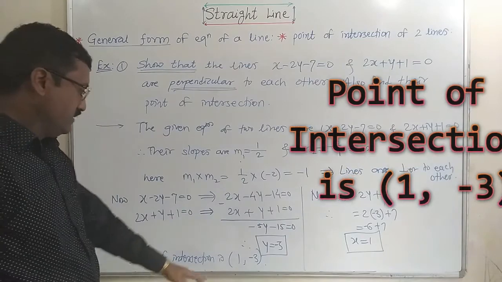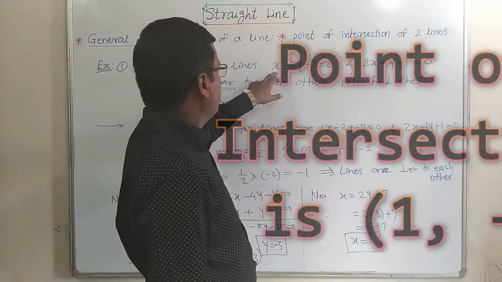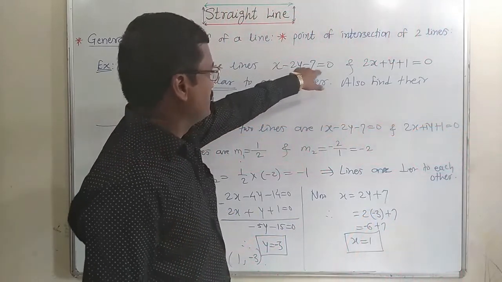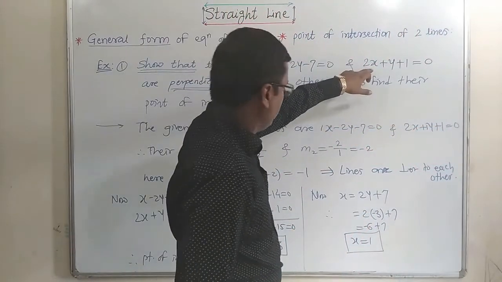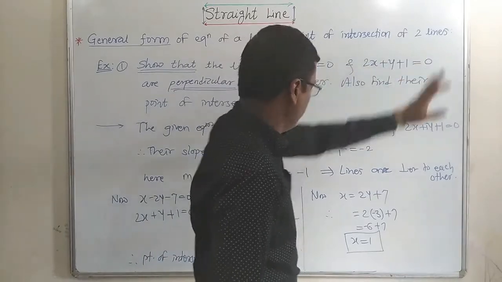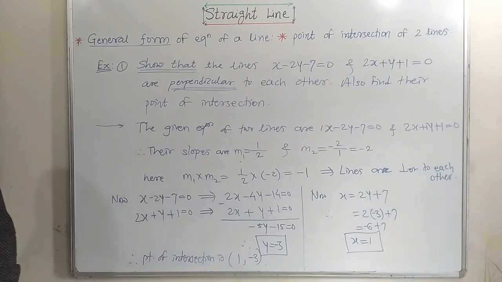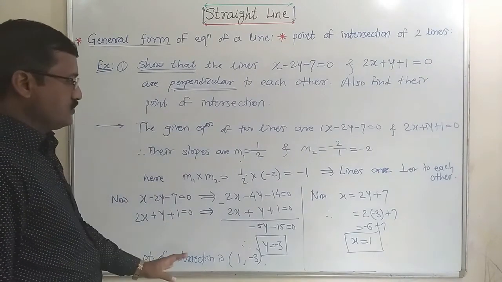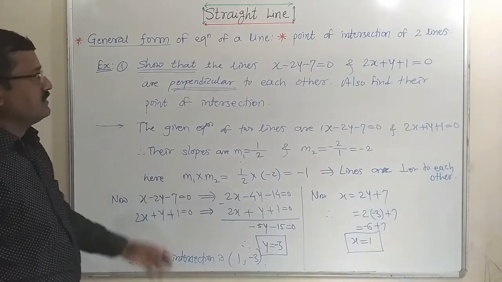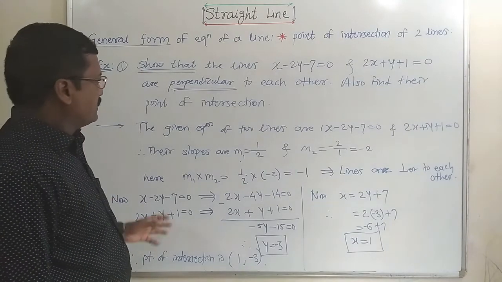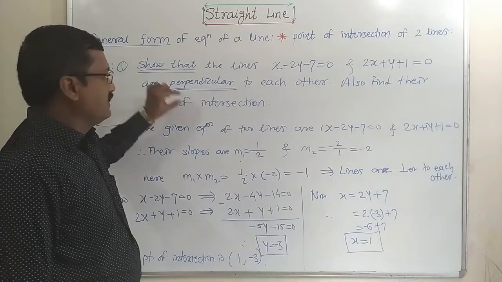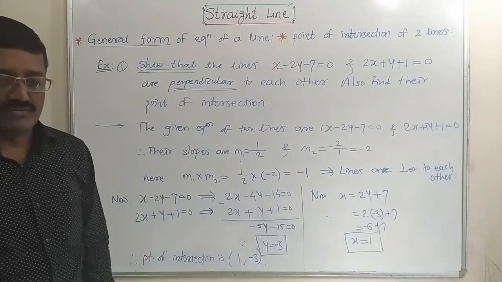1 minus 3. Let us check again. Minus 3 means plus 6 plus 1, 7, 7 minus 7, 0. Now 1 minus 3, so minus 2, plus 2, minus 3, minus 1, plus 1, 0. So 1 minus 3 is the point of intersection of these two lines. Okay, so this is once again a simple example. There are two simple examples in this: first, to show that the lines are perpendicular, and then find their point of intersection.